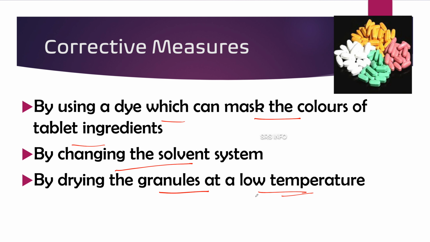If the granules are dried at a high temperature, then the solvent cannot be properly mixed in these granules and it does not give proper time to get properly granulated. Okay, so drying the granules at a low temperature may reduce this mottling defect. So these are the corrective measures for reducing the mottling. Clear?